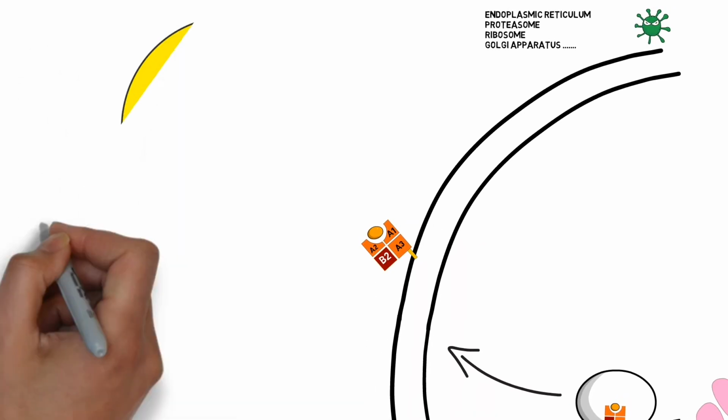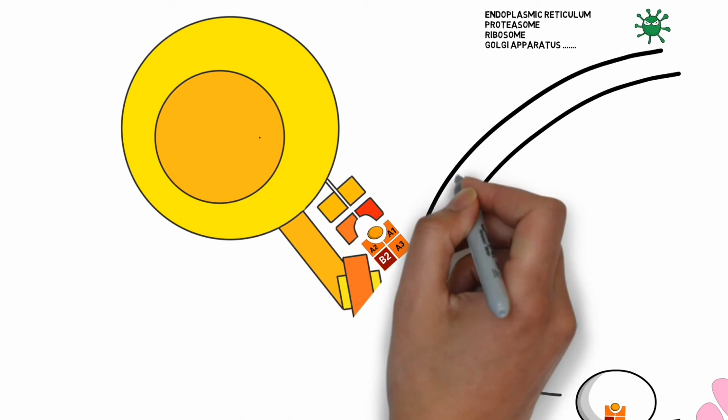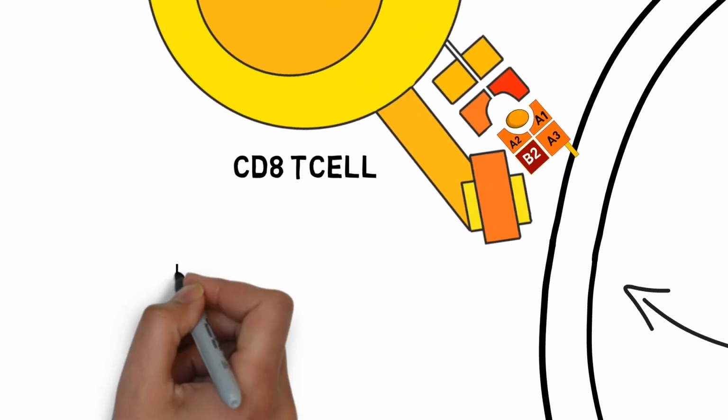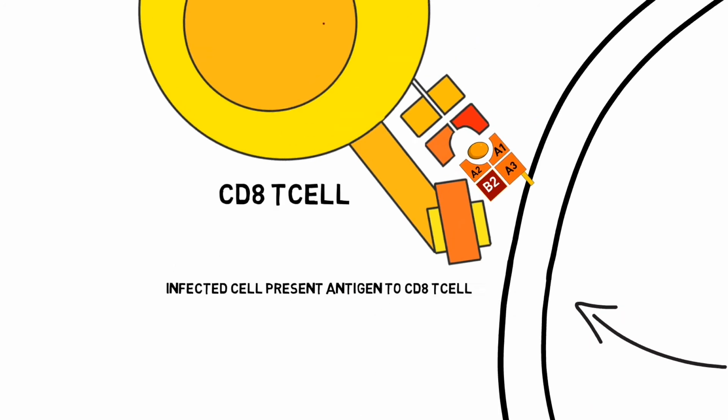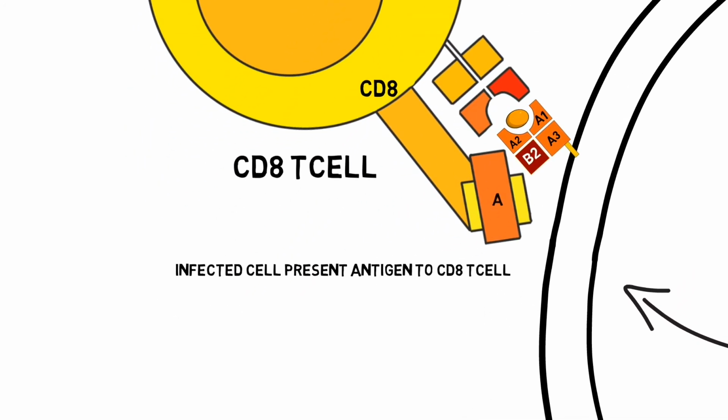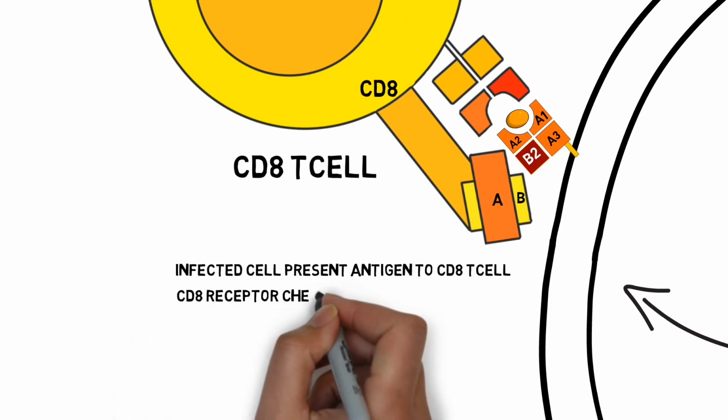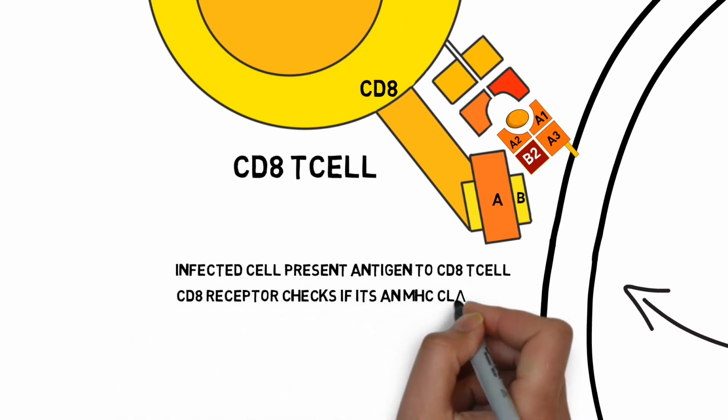They then wait for the interaction with a CD8 T-cell, a cytotoxic T-cell. The cytotoxic T-cell or CD8 T-cell has a few receptors like the CD8 receptor, which interacts with the MHC class 1 molecule. The infected cell presents the antigenic peptide to the CD8 T-cell. Then the CD8 receptor checks if it's an MHC class 1 being expressed.